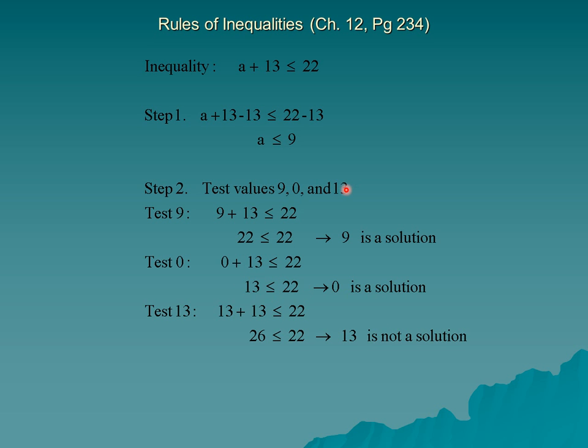But the last value we have chosen is 13, which should not be the right answer, because the original inequality said a must be 9 or less. 13 is not less than 9, right? Let's see how it works. If you apply 13, that becomes this. 26 is less than or equal to 22, which is false.